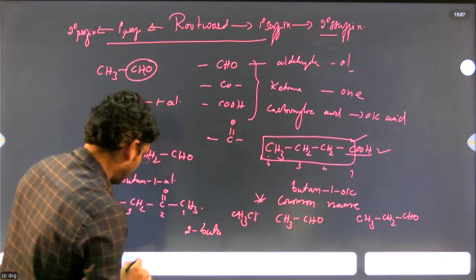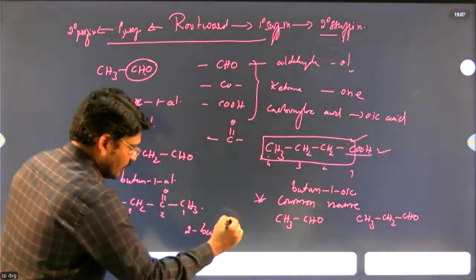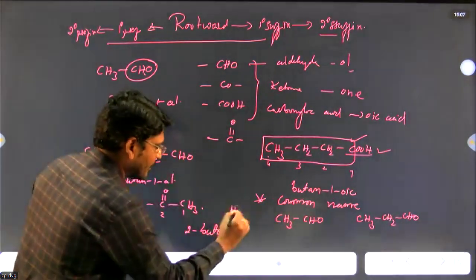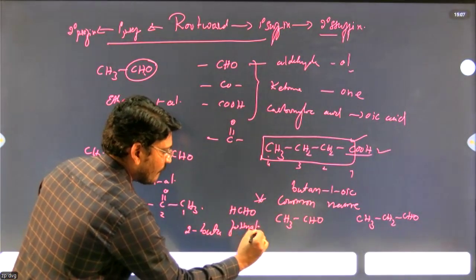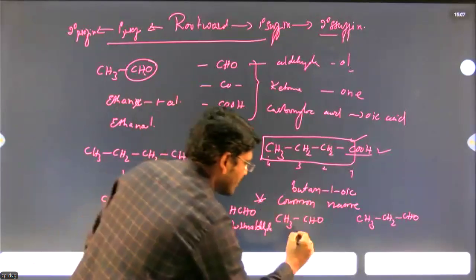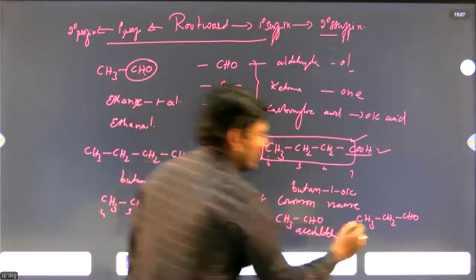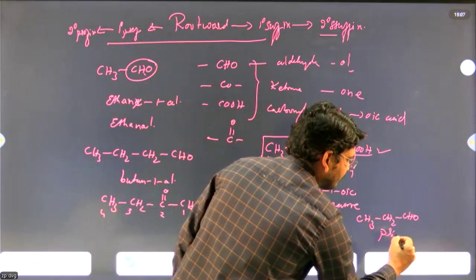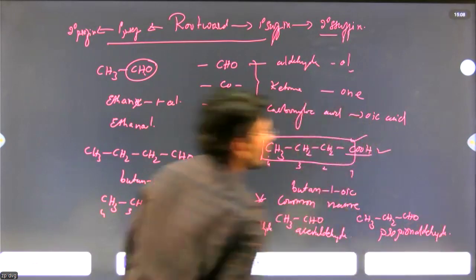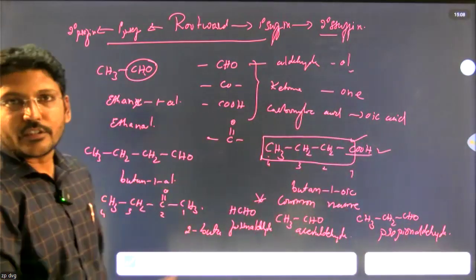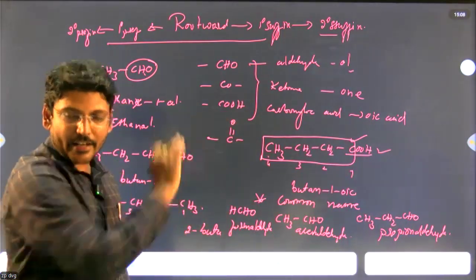CH3CHO. So we can consider here HCHO is nothing but formaldehyde. That is formaldehyde, that's a common name. This one is acetaldehyde. So this one is propanaldehyde. So if it contains 4 carbon atoms, that is butyraldehyde. Like that, we can give common names for different organic compounds which contain aldehyde as a functional group.